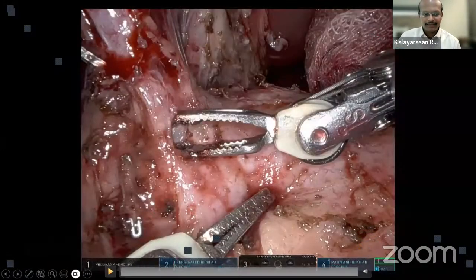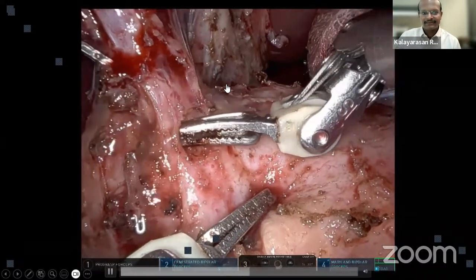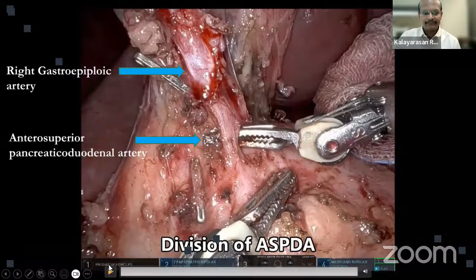So I'll just show that anatomy here, the terminal branches. So you can see here, this is the gastroduodenal artery, and this is the antero-superior pancreaticoduodenal artery, and this is the right gastroepiploic artery. So we need to take off only this for the station 6, and this should not be divided.